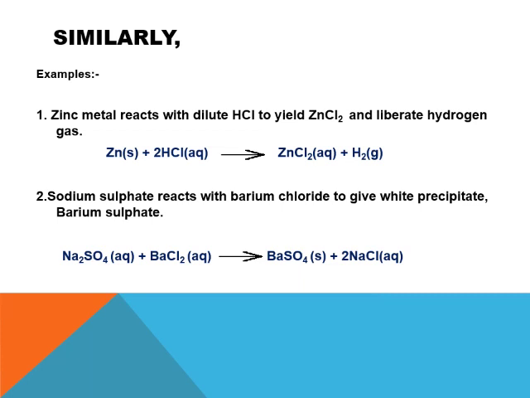In the second example, it is a reaction between sodium sulfate and barium chloride, which will give a white precipitate of barium sulfate. So the reaction is Na2SO4 plus BaCl2 gives BaSO4 plus 2NaCl.